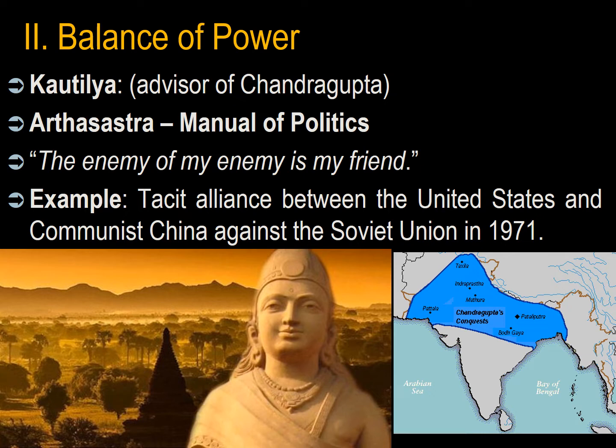The tacit alliance between the United States and Communist China against the Soviet Union in 1971 is an example of two countries that are not friendly. The US was anti-communist. China was anti-capitalist and certainly anti-Western. But the US and China got together nonetheless against the Soviet Union because the enemy of my enemy is my friend.